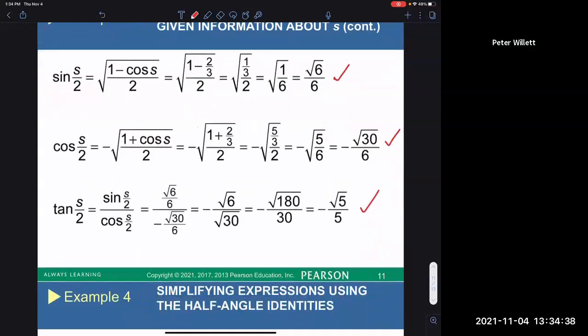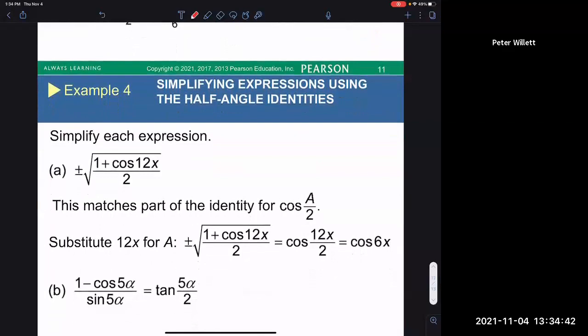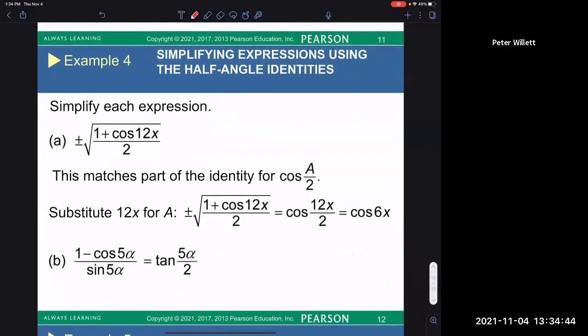All right, so let's see what's left here. Lastly, example 4, got about 10 minutes, that should work. They have a couple of different ones here, an A and a B, but they want to look at simplifying expressions using half-angle identities. So an expression means that we don't have an equation, we just have an expression, and we want to think about how to make it simpler.